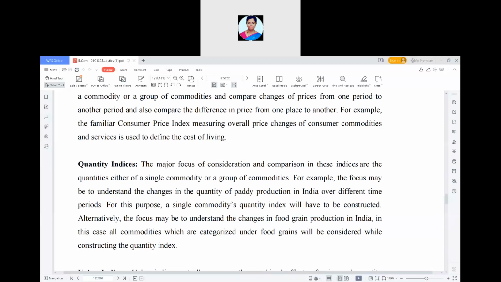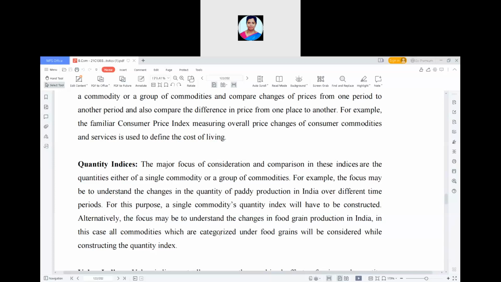For example, the focus may be to understand the changes in the quantity of paddy production in India over different time periods. So this is one example we are taking. Paddy production in different periods, and in different places also. How much quantity have we produced? Depending upon the places or the period, we can use quantity. So for this purpose, a simple commodity quantity index will have to be considered.